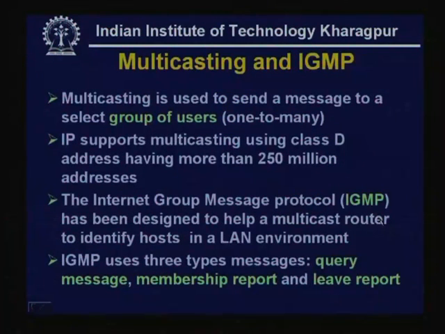However, it also has to support multicasting. As we know, class D address has more than 250 million addresses for the purpose of multicasting. So, multicasting is used to send a message to a group of users, which is supported by IP, and so you have to use some suitable protocol for that purpose.